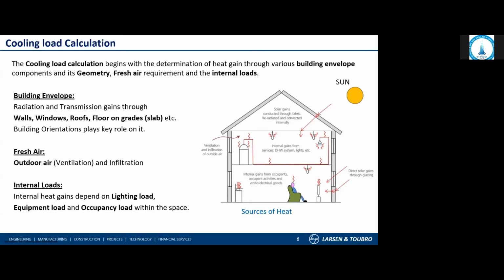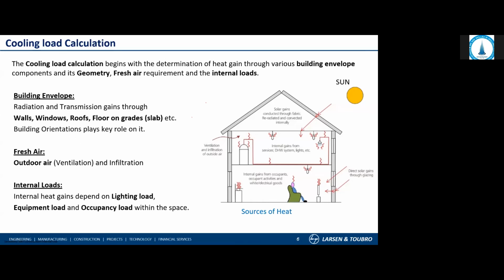So what are the heat sources for a building while calculating the cooling load? Basically, the heat gain through the building envelope, and obviously its geometry matters a lot. And then the fresh air, which is a necessary requirement for human comfort. We are taking ambient air inside the building, so it's quite a large amount of heat we are taking inside. And as I said, the building envelope is basically the walls, windows, roofs, floors, etc.